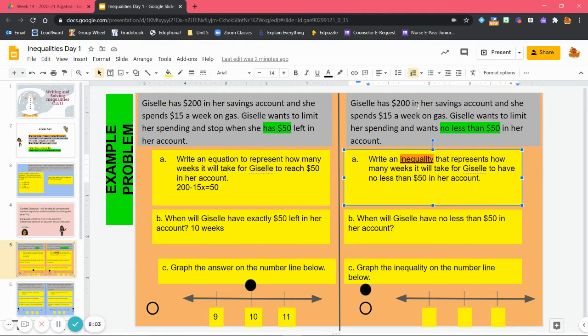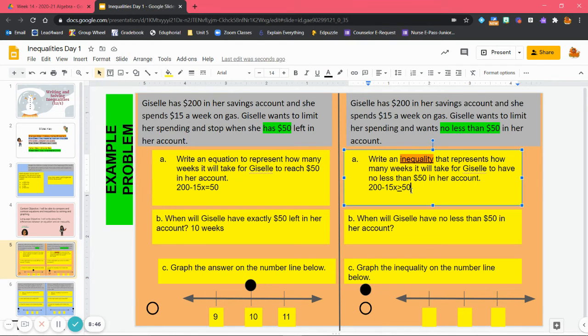Now notice she starts with 200 again. She spends $15 a week on gas and she wants no less than 50. So when we set up the inequality, it's going to be pretty much the same setup as what our first problem for part A was, except instead of an equal sign, we're now going to use that greater than or equal to. So we're going to have 200 minus 15x is greater than or equal to 50. Now notice I don't have the little equals to, so to get that symbol, you just highlight the sign and you hit the U, the underline sign, and it'll go ahead and put the equals under there for you.